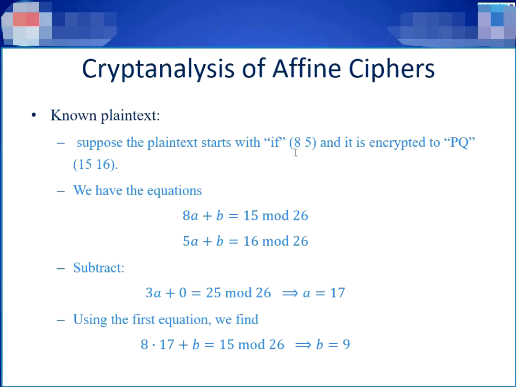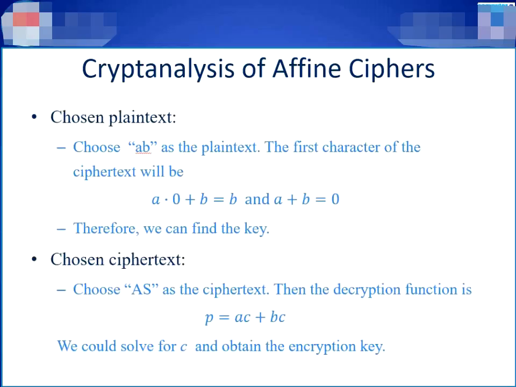So if we put these numbers into our encryption equation, we have a system of equations, and subtracting the second equation from the first one, we can calculate the value of the A part of the key, which is 17. If we substitute this A into the first equation, we will easily obtain the B part of our key.